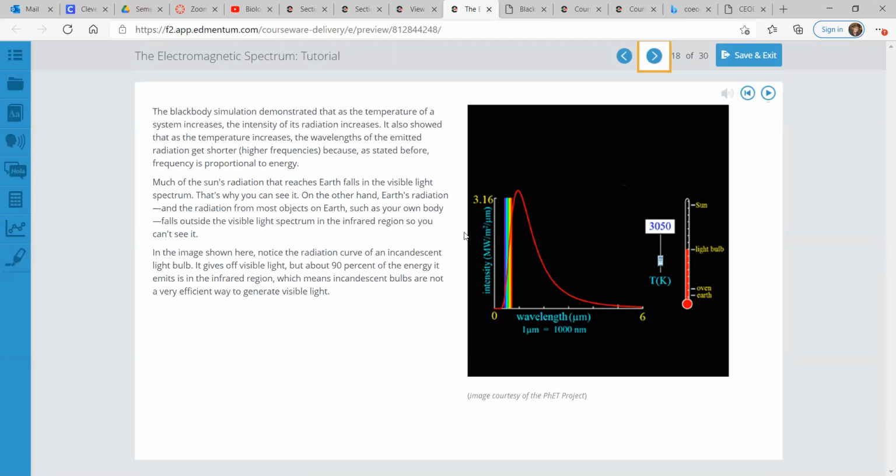In the image shown here, notice the radiation curve of an incandescent light bulb. It gives off visible light, but about 90% of the energy it emits is in the infrared region, which means these incandescent bulbs are not a very efficient way to generate visible light.